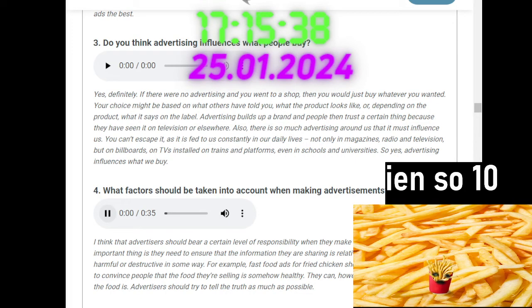I think that advertisers should bear a certain level of responsibility when they make their ads. The important thing is they need to ensure that the information they are sharing is relatively truthful and is not harmful or destructive in some ways. For example, fast food ads for fried chicken should not turn around and try to convince people that the food they're selling is somehow healthy. They can, however, promote how delicious the food is. Advertisers should try to tell the truth as much as possible.